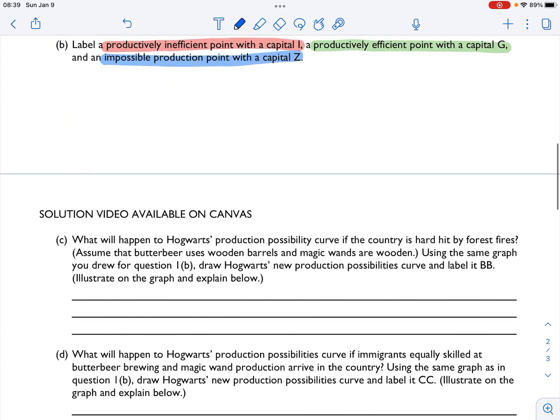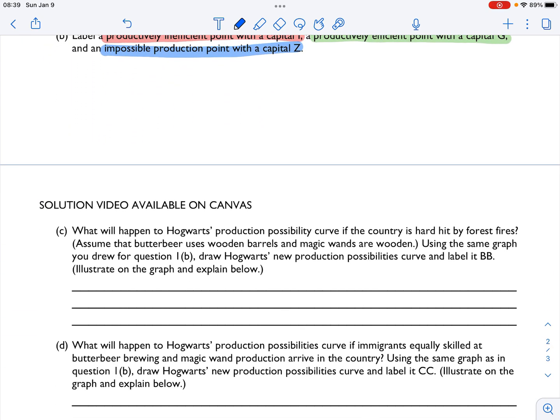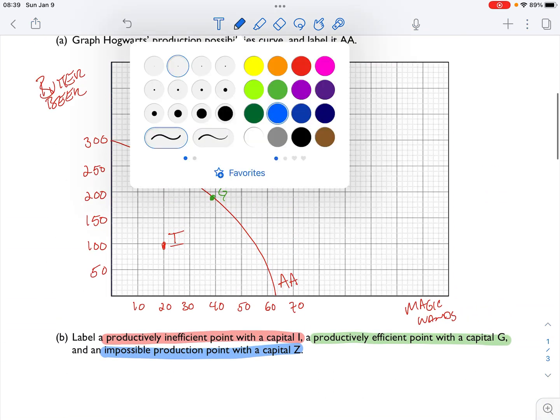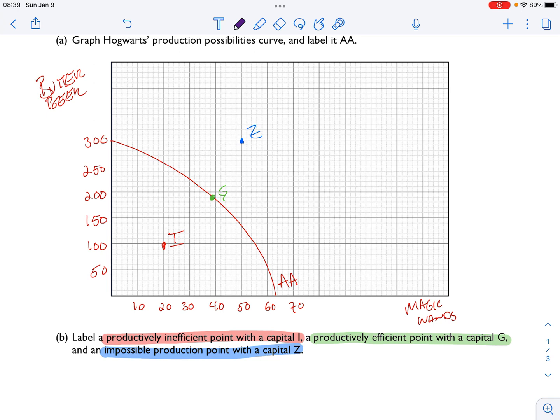What is happening here? We are burning down Hogwarts forests. They do not have as much lumber. They don't have as much wood in their Home Depots with which to make wooden barrels for Butterbeer and magic wand construction. That means that both Butterbeer and magic wand construction are going to suffer. And so what's going to happen is, it doesn't matter the exact amount that it decreases, but both Butterbeer and magic wand production is going to decrease.